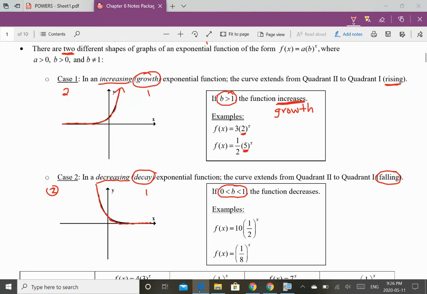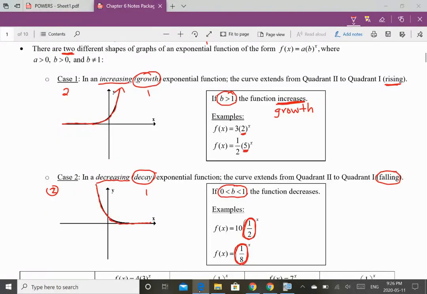You'll notice in the examples that are given, the base for this example here is 1/2. 1/2 is positive, but is between 0 and 1. So this function would show exponential decay. The base for this function right here, 1/8, is also between 0 and 1, so exponential decay.